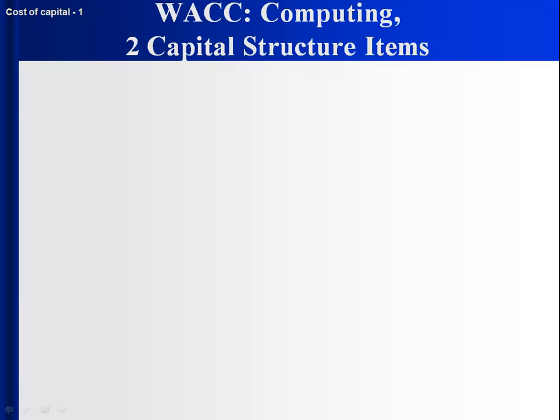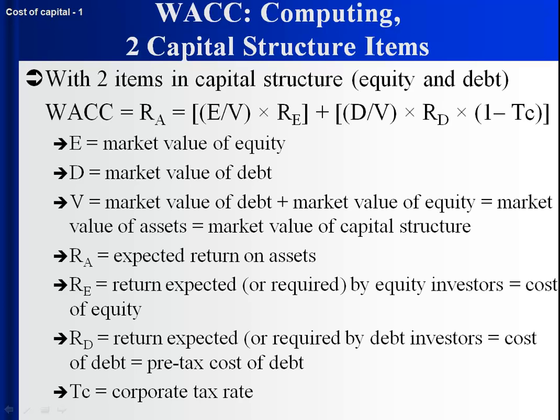Let's take a look at how to compute weighted average cost of capital. Suppose we have a firm that has two items in its capital structure. It's got equity and it's got debt. It's got common stock and it's got one bond out there. If that's the case, the name kind of gives away what's going on. It's a weighted average cost of capital.